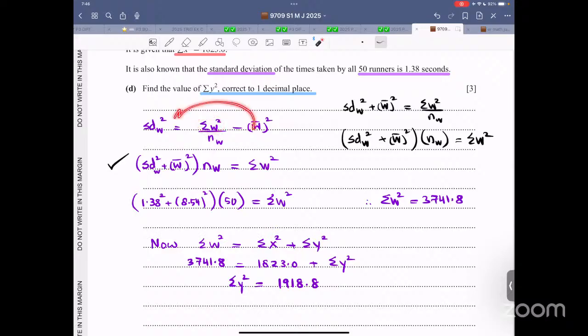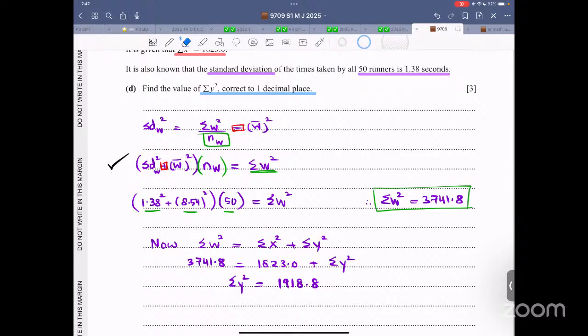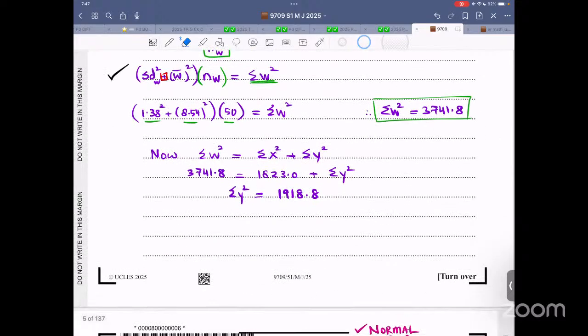First of all, this negative will go to the other side and become positive. Secondly, this N W goes to the other side and multiplies. Hence we find sigma W square by doing this basic calculation. So sigma W square is coming out to be this. I've already explained this extra stuff over here. Now, sigma W square is simply sigma X square plus sigma Y square. This is calculated, and this was given. Hence, you make sigma Y square the subject of the equation.